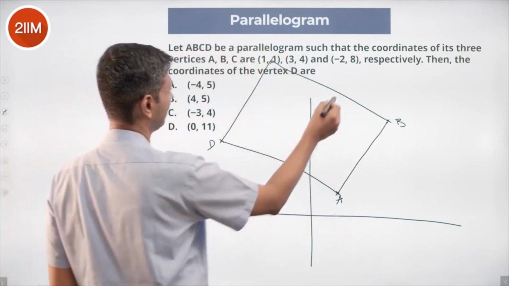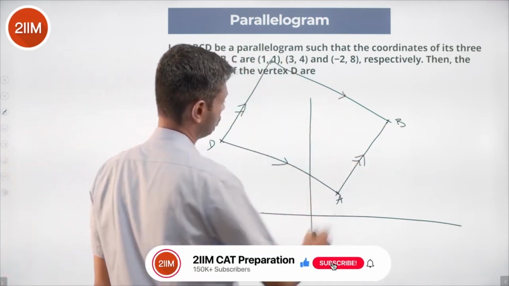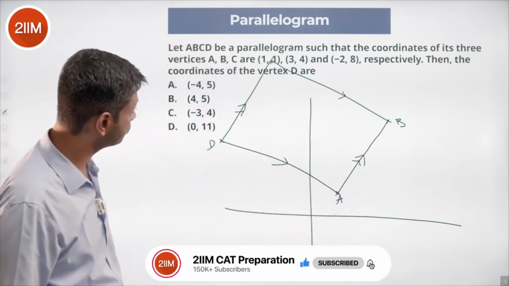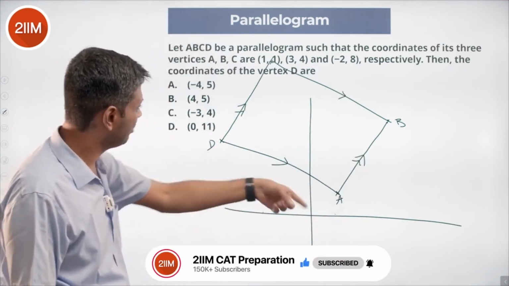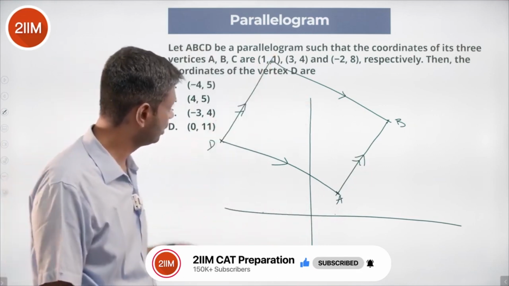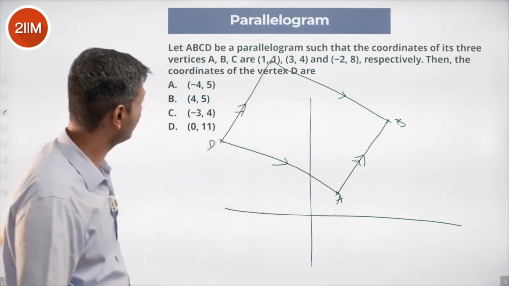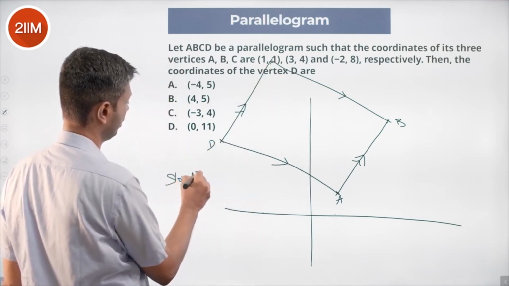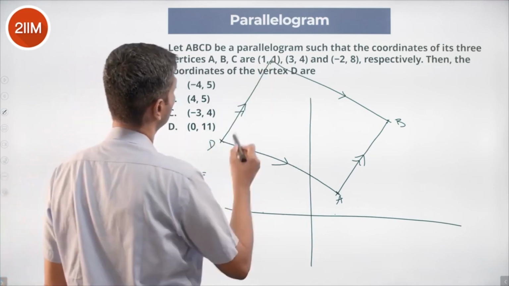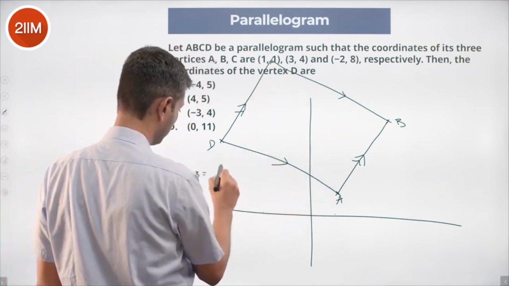We know these two lines are parallel. We know these two lines are parallel. So find the slope of AB and BC. The AB slope should be the same as CD. The BC slope should be the same as AD. Let's find the slope of AB. Y2 minus Y1 by X2 minus X1. 4 minus 1 by 3 minus 1. This is 3 by 2.